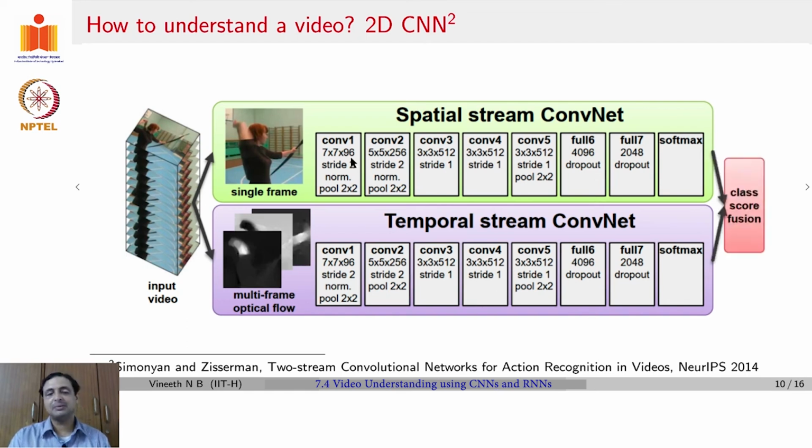And the final step is to perform a fusion of class scores. You can aggregate them in several ways, majority vote them or average them and then make a final decision, and so on and so forth. And this gives the final decision on what action this is. Note here that all these convolutions are 2D convolutions and not 3D convolutions.